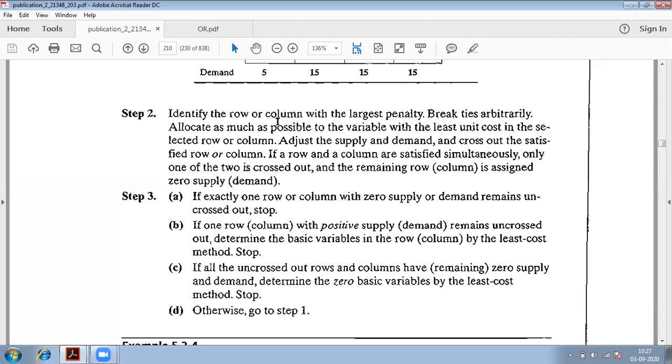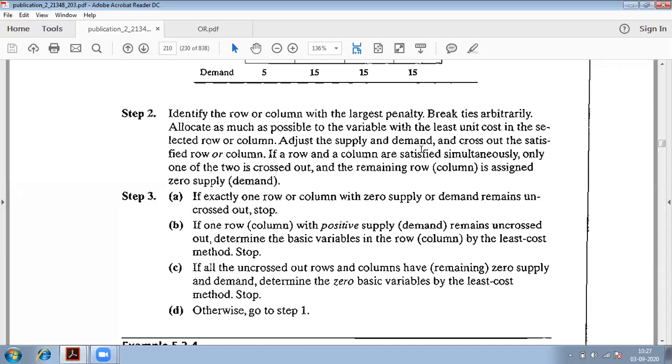Largest penalty means that for that row or column, you have to identify the least cost cell. Identify the least cost cell against the largest penalty column or largest penalty row. Then allocate the maximum possible. Allocate as much as possible to the variable with the least unit cost in the selected row or column. So among all the cells, select the least cost cell and allocate the maximum possible.